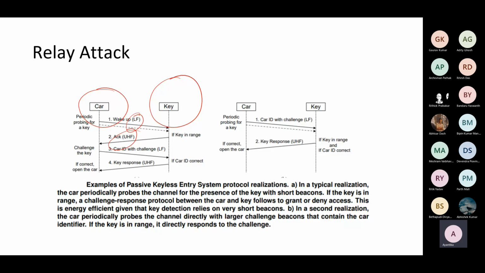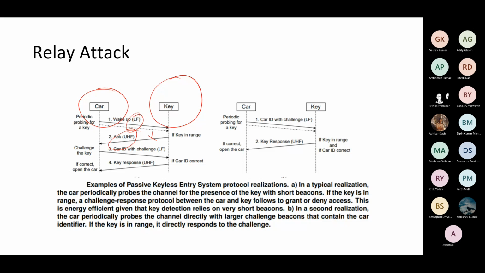Now see, if the key is not in the proximity, there will not be any signal coming from the key. Next, if this acknowledgement is received, sometimes this acknowledgement is skipped, and then the main thing is that the card and the key are connected with some RFID tag.